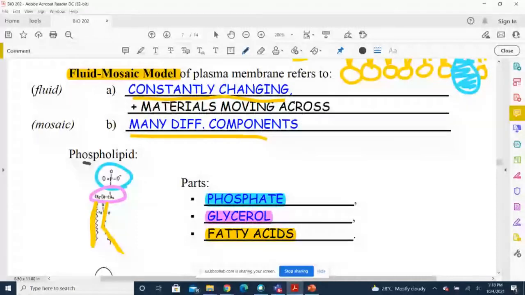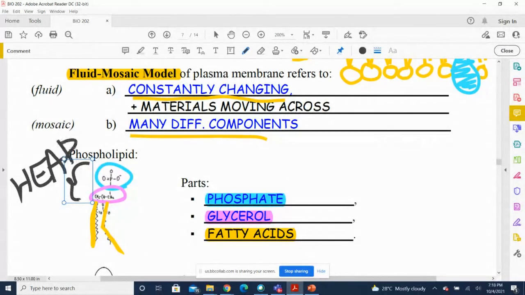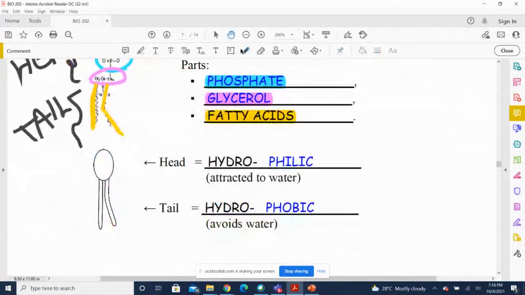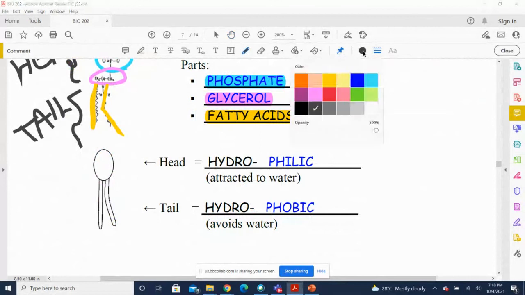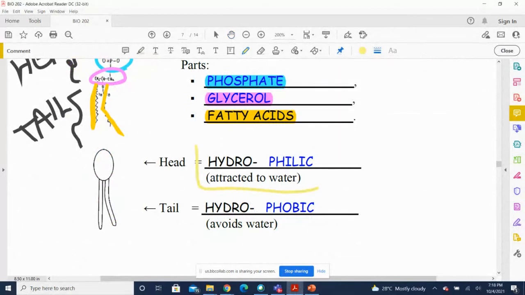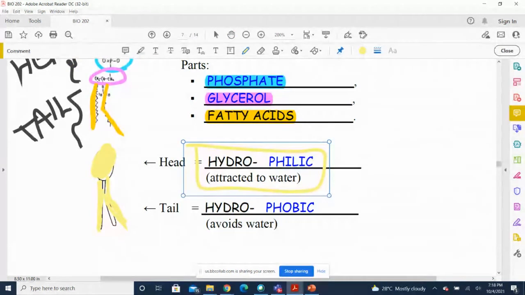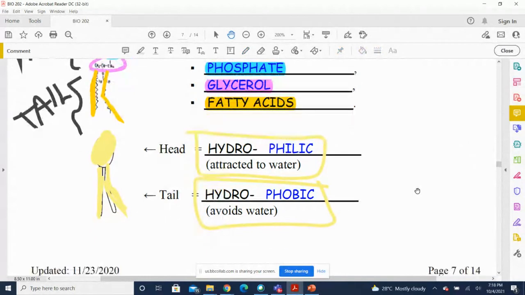The other thing that we saw with the phospholipids is that they had a head part and they had a tail part. That was important because of how the head and tail behaved so differently. We remember that the head part was hydrophilic, so attracted to the water, whereas the tail parts were hydrophobic, so they avoided the water. So two important terms to remember there.